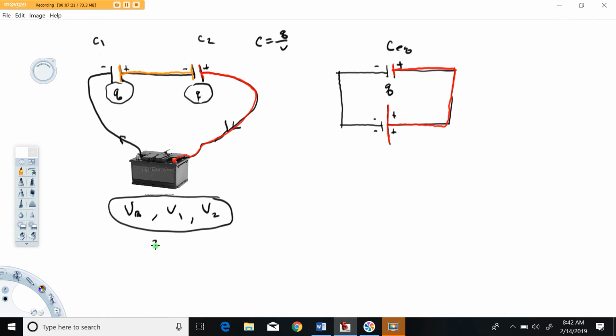What's the relationship between these two? Not quite equal, but you're probably on track. The voltage across the battery is some combination of these two. What would it be? Is it additive? It's additive, right? Black to orange plus orange to red gives me black to red in the picture. So that means the voltage across the battery is equal to the voltage across capacitor 1 and the voltage across capacitor 2.